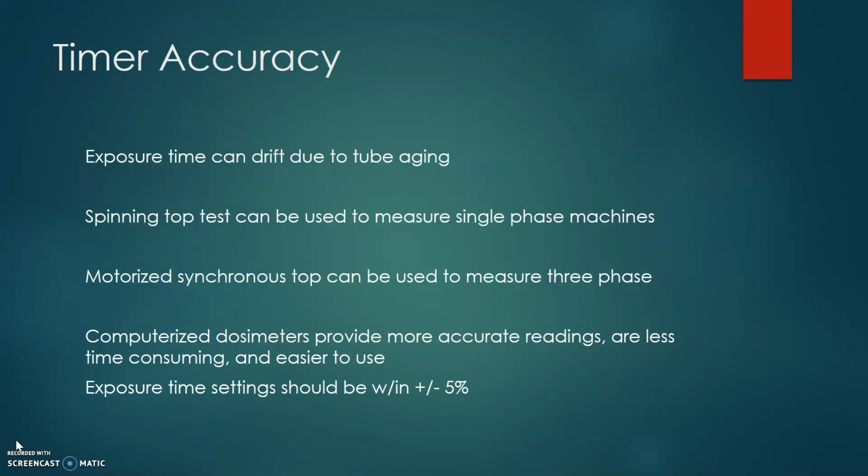Exposure time can also drift due to tube aging. The spinning top test can be used to measure single-phase machines, and motorized synchronous tops can be used to measure 3-phase. Computerized dosimeters provide more accurate readings and are less time-consuming and easier to use. Exposure time settings should be within plus or minus 5%.